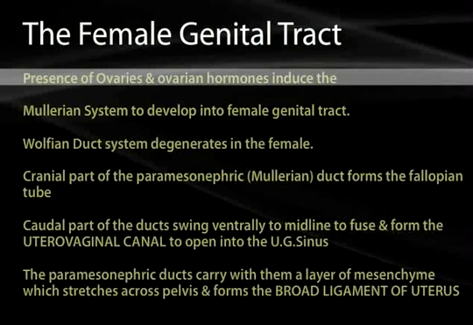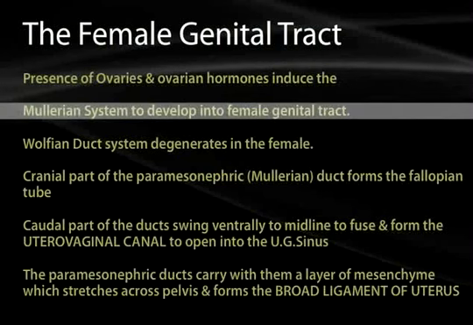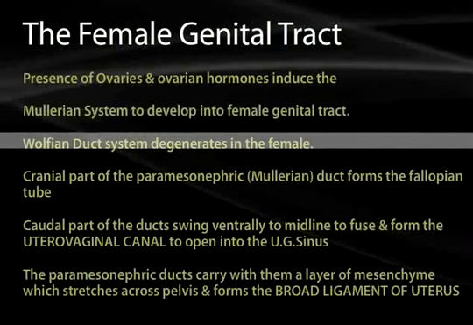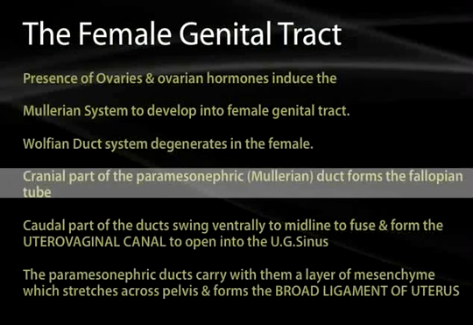Let's concentrate on the female genital tract. In the presence of ovaries and the ovarian hormones, there's going to be the Mullerian system starting to develop. Mullerian is going to be German, which is similar to the root word mother. And then in the male, there's going to be degeneration of that system, or no formation of it, because it's going to be inhibited, and the Wolffian duct will form. But the Wolffian duct, also known as the mesonephric duct, degenerates in the female.